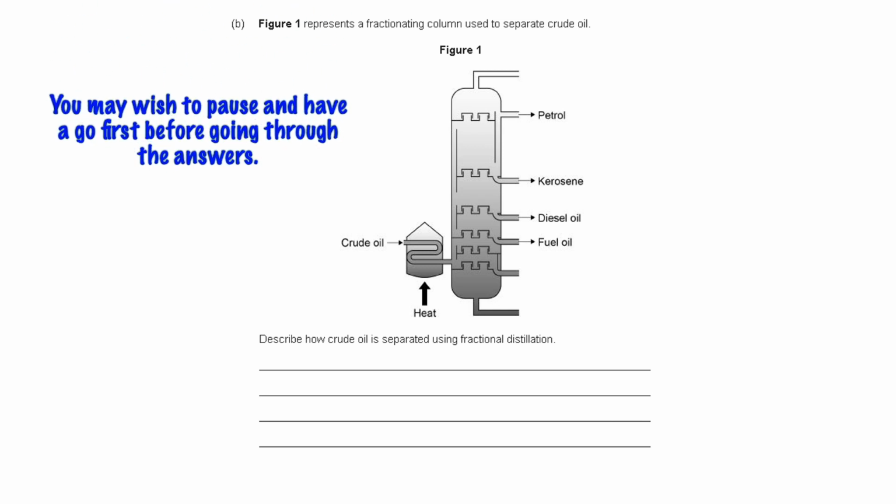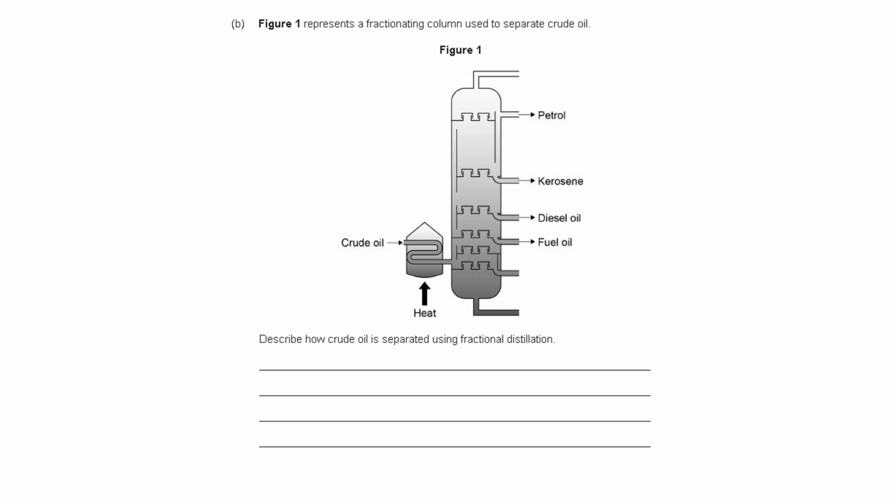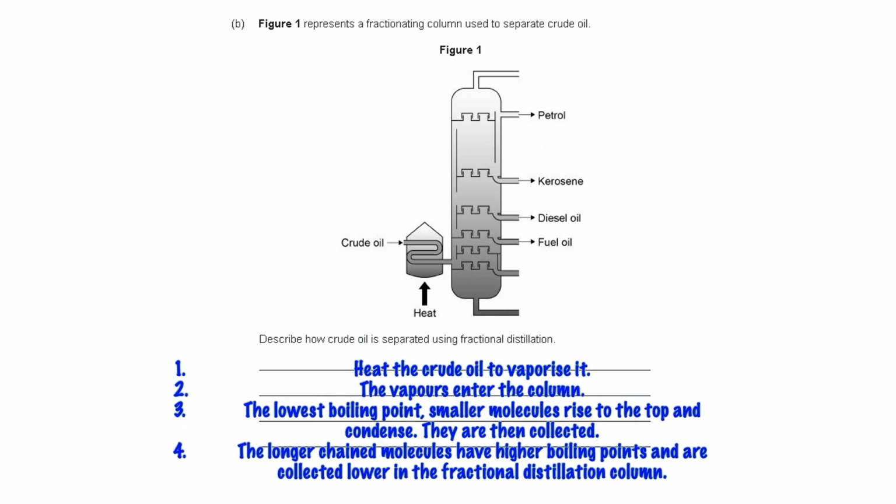So now let's have a go at some questions. If we look at this first question, it says describe how crude oil is separated using fractional distillation. So the first key point to mention is we heat the crude oil to make sure it is vaporized. Then the gases with the lowest boiling points rise to the top, where they condense and are collected. The fractions with the highest boiling points will condense and be collected lower down the fractionating column. So the trend is the lowest boiling points go to the top and the highest boiling point fractions are lower down in the fractionating column.